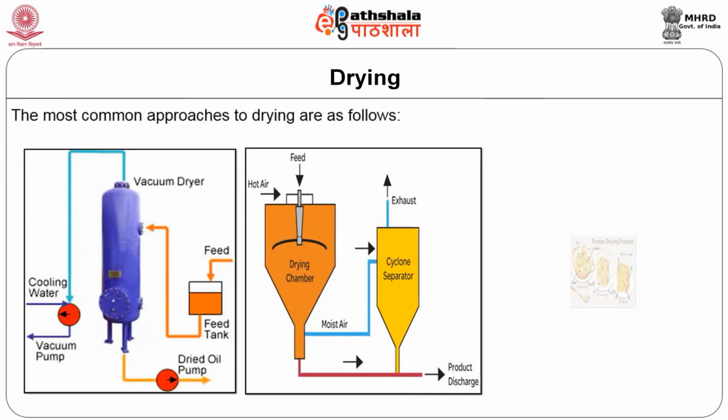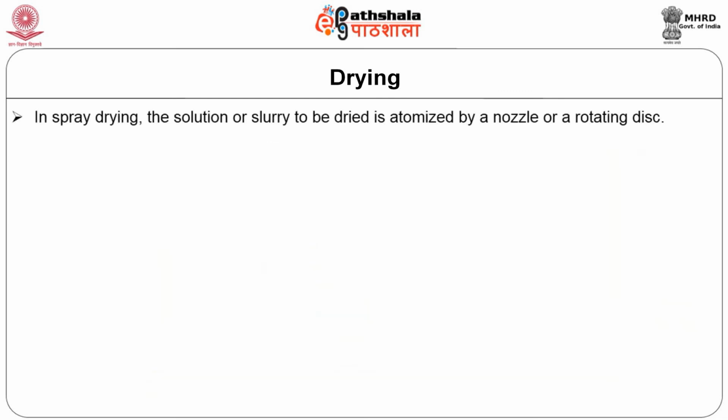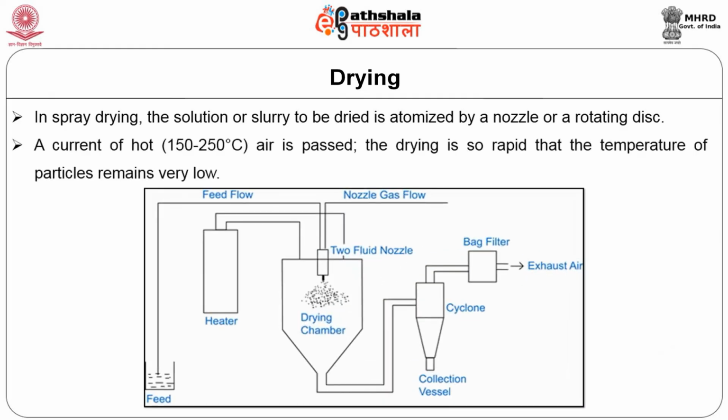The most common approaches to drying are as follows: vacuum drying, spray drying and freeze drying. In spray drying, the solution or slurry to be dried is atomized by a nozzle or a rotating disc. A current of hot air, that is 150 to 250 degrees centigrade, is passed. The drying is so rapid that the temperature of particles remains very low. Spray drying is used for enzymes, antibiotics and food products.